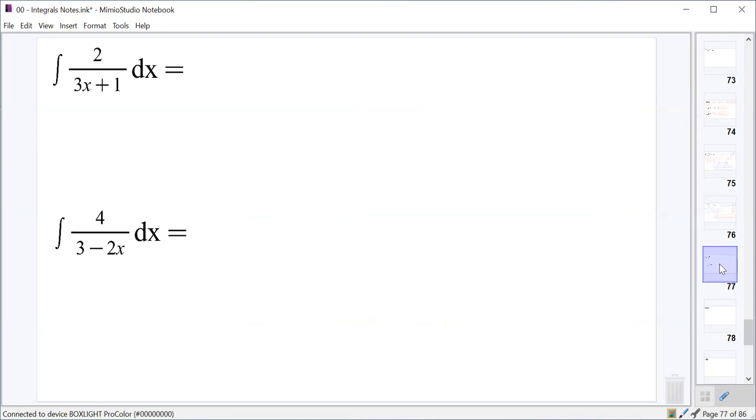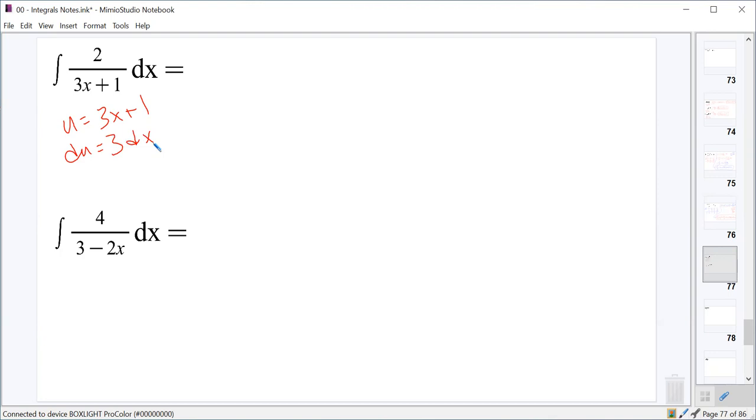We'll do a couple more here. So this one is very similar to what we did at the beginning. We've got the integral of 2 over 3x plus 1. But this time, when we try to do the u sub, u is going to be 3x plus 1, which means that du is going to need to be 3 dx.